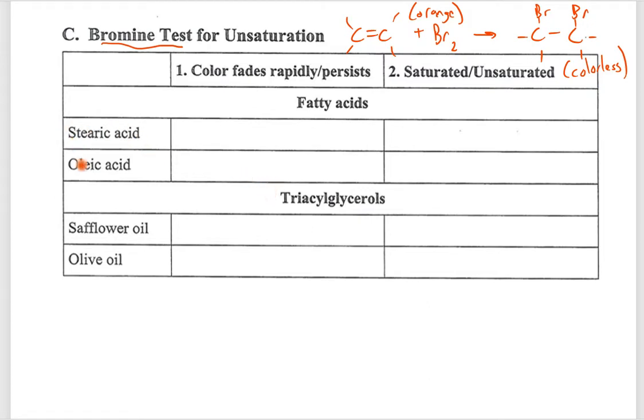Basically, I have a solution of each one of these taken from part A, actually. And then I'm adding 20 drops of bromine into each solution. There are two possible observations: does the color fade rapidly or does it persist? If the color persists, meaning this reaction does not take place, then you're dealing with a saturated fatty acid within the lipid. If the color fades rapidly, then you're dealing with an unsaturated one. And those are the labels that you'll add in these columns here. And that's pretty much it.